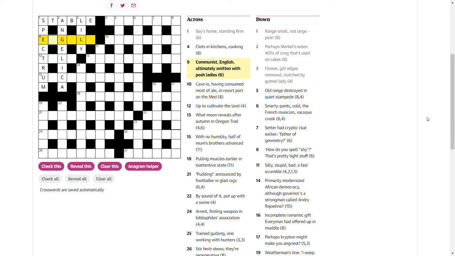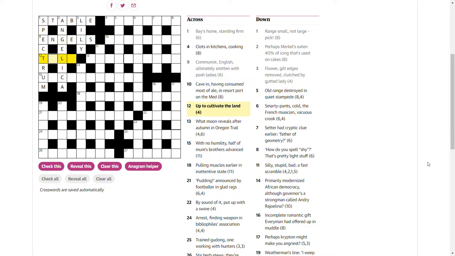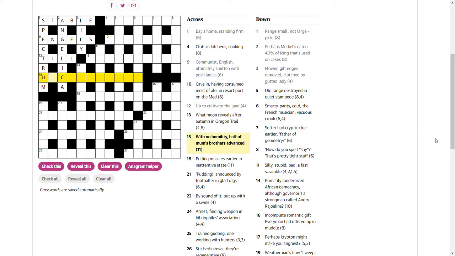Communist, English, ultimately smitten with posh ladies. Engels? He was a communist, wasn't he? He was. So English is E, ultimately smitten is N, posh ladies is gels, I suppose. Up to cultivate the land. Till, I reckon. So that's a double definition, up to and cultivate, both definitions of the word till.